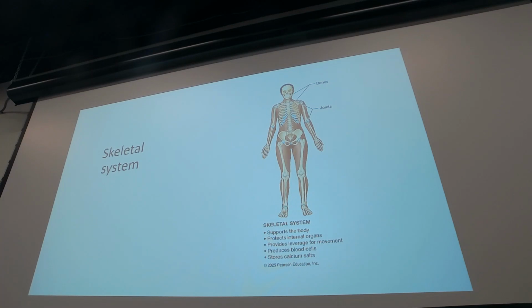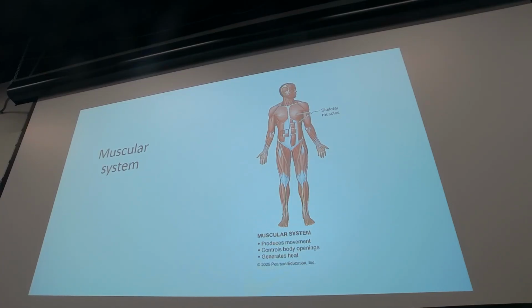Produces blood cells. So our white blood cells and our red blood cells are produced in the bones, and it acts as a leverage system. So whenever we carry objects, we don't have to lose a lot of energy.